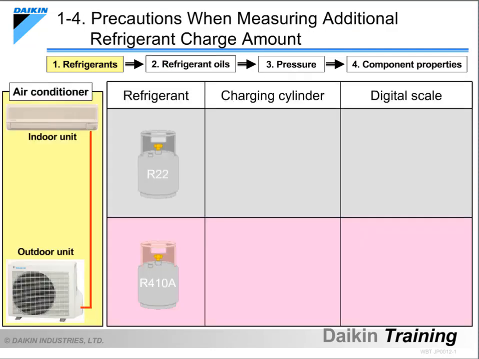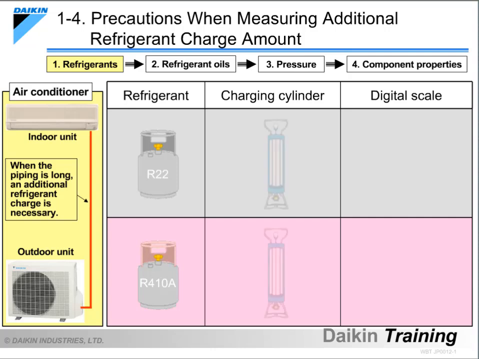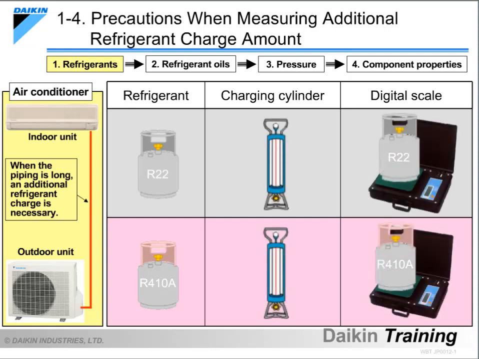Let's learn about the precautions when measuring the refrigerant amount. When the refrigerant piping between the indoor and outdoor units of an air conditioner is longer than a certain length, an additional refrigerant charge becomes necessary. In doing so, it is essential to calculate the amount of refrigerant already charged in order to add the precise amount of refrigerant. The charging cylinder and digital scale are the devices used to measure the refrigerant amount.